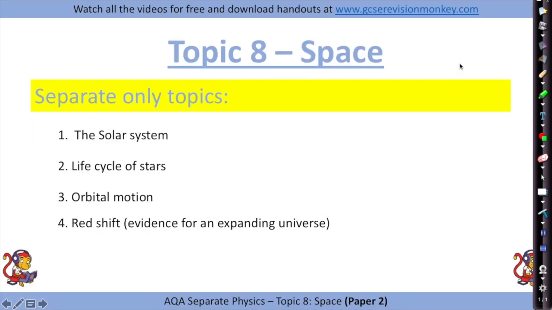Okay, on to our space topic, our last four areas to have a look at. So: solar system, life cycle of stars, orbital motion of stars, and redshift, evidence for an expanding universe.